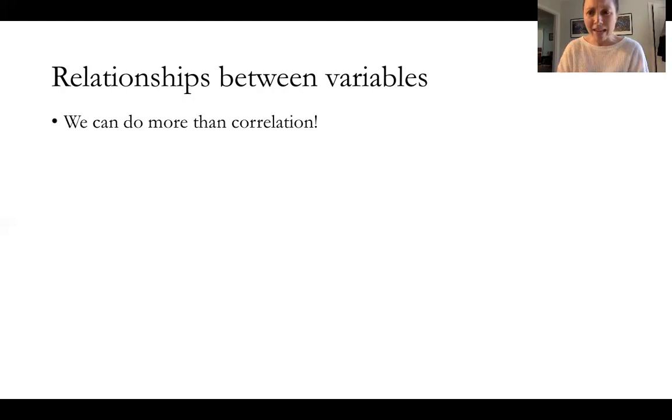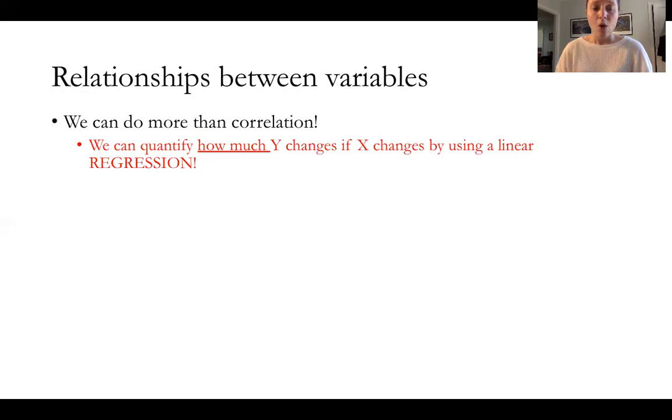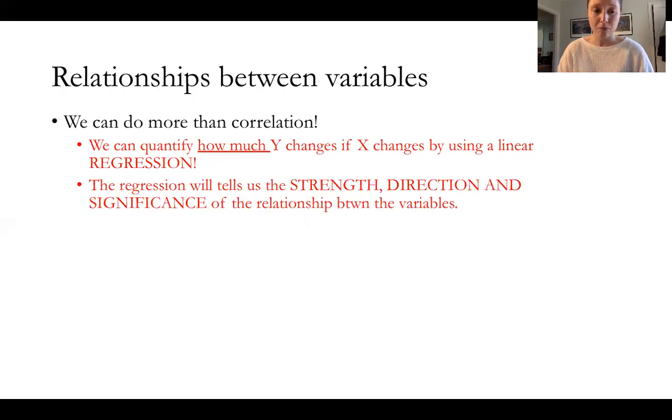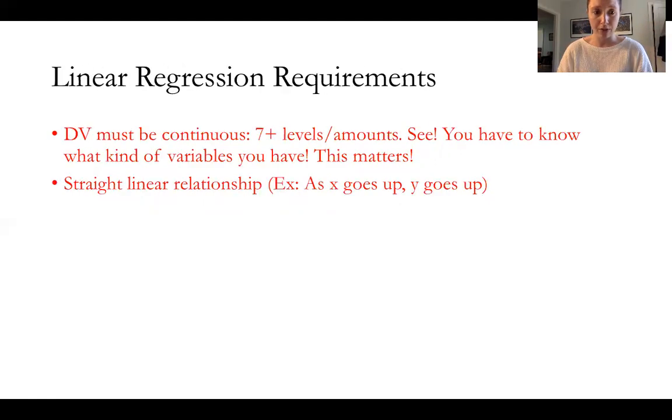So last time we talked about this thing called correlation, but we can do more than correlation. Correlation is the most basic thing that you can do to look at relationships between variables. We can quantify how much y, our dependent variable, changes if x changes by using this thing called a linear regression. The regression is going to tell us three things: the strength of the relationship, the direction of the relationship, and something called the significance of the relationship. We'll get to that in future videos. But let's walk through this.